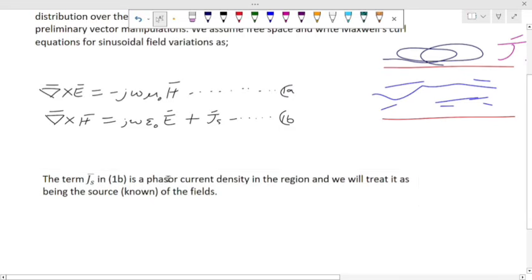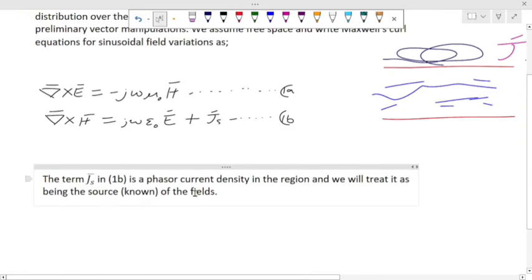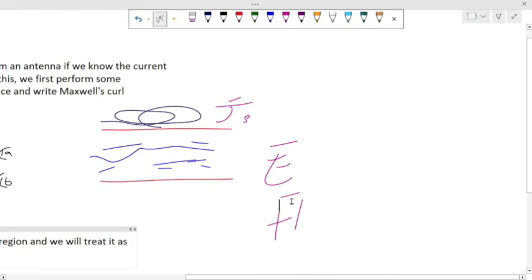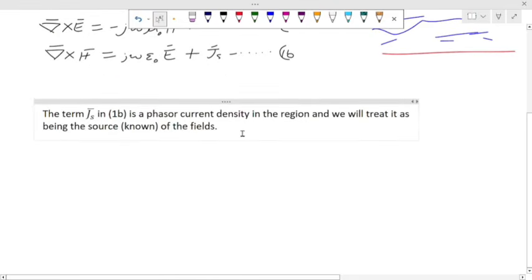And that's the rest of this particular statement, saying that the term Js in 1b is a phasor current density in the region, the surface of the antenna, and we treat it as being the source, just like what I explained. Source of the fields. Source means something known, or we can better say, source means something that other things originate from. So we'll stop here for this.